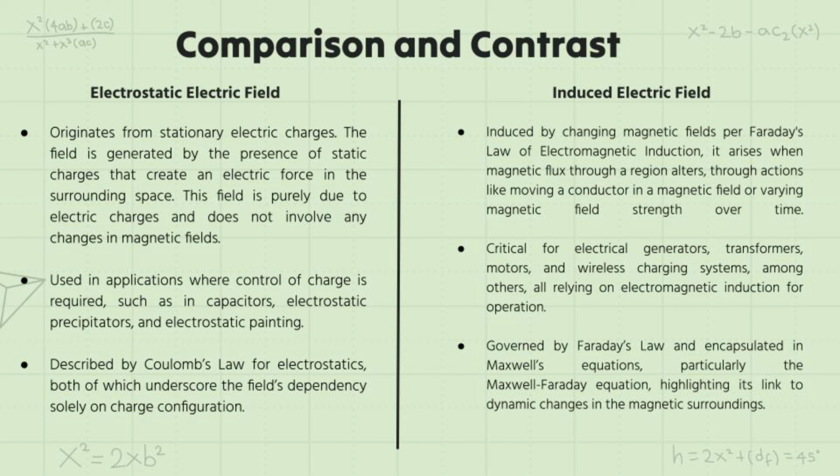Now, comparison and contrast. Induced electric field is very different from electrostatic electric field because electrostatic electric field originates from stationary electric charges, while induced electric field is created by changing magnetic fields. It can only be created through a magnetic flux through a region when there is a change in the magnetic field, while the electrostatic electric field can only be created by static charges in a surrounding field or in a surrounding space.